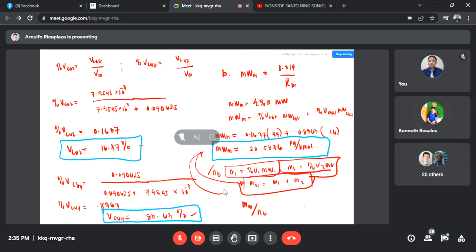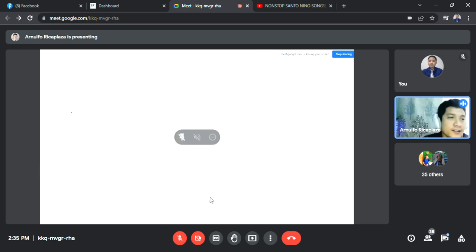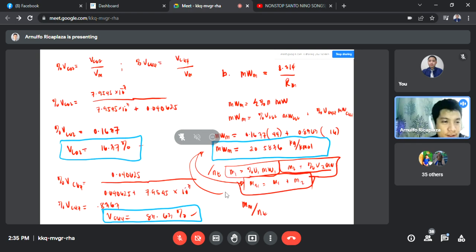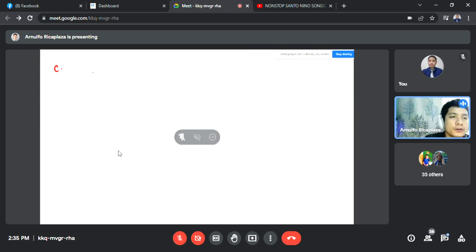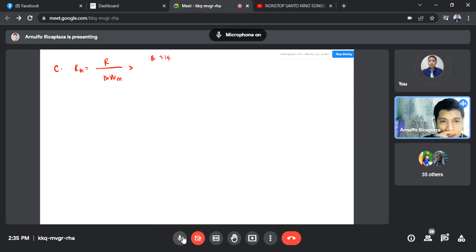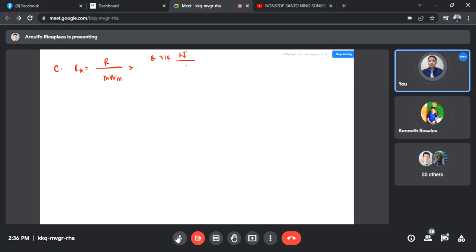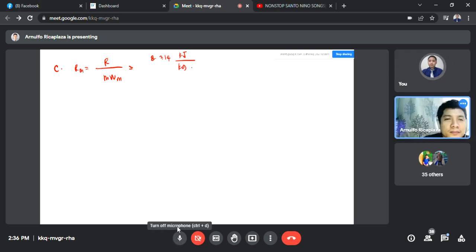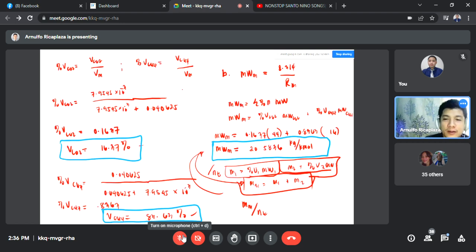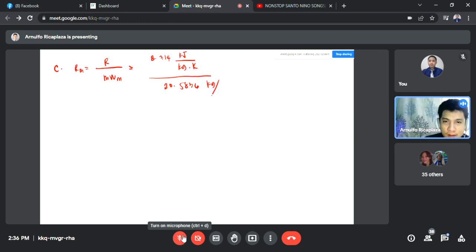Okay, so next, letter C. What are we looking for, guys? The R of the mixture. So the R_m is equal to R over the molecular weight of the mixture. What is the value of R, guys? 8.314, what unit? Kilojoule per kilogram Kelvin, all over the total molecular weight, which is 20.5836, in kilogram per kilomole.